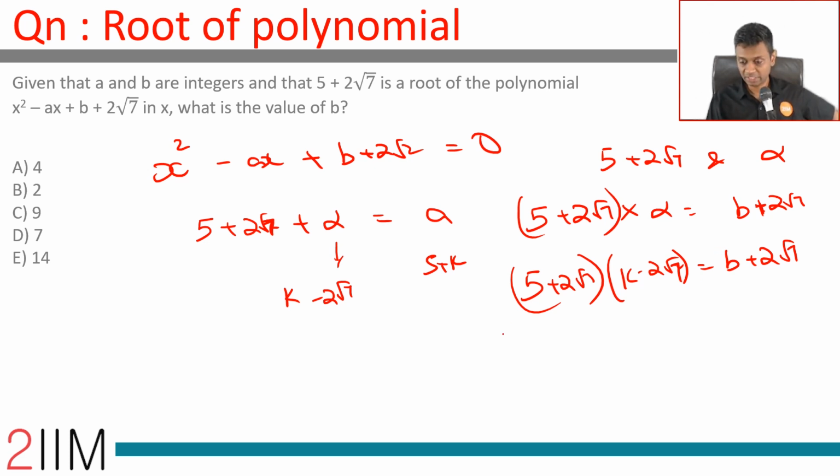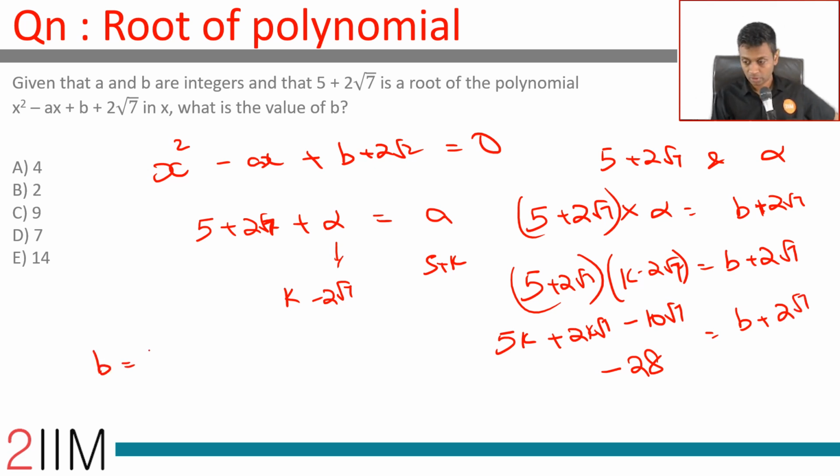And so 5k plus 2k root 7 minus 10 root 7 minus 2 into 2 into root 7 into root 7, that is 4 into 7, 28. Wonderful. So let's take the number part separately and the root 7 part separately, because we know b is an integer. So b equals 5k minus 28. 5k, 2 into 2, 4, root 7 into root 7 is 7, 4 into 7, 28.